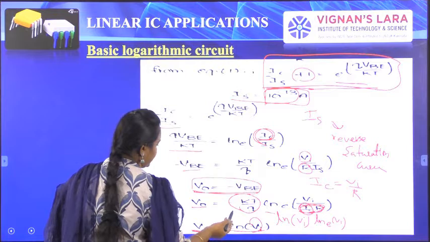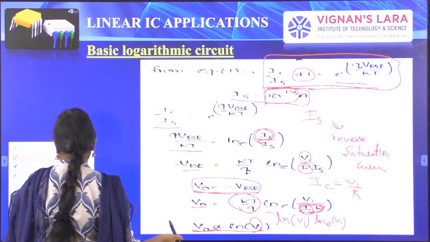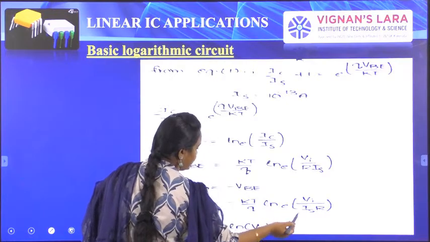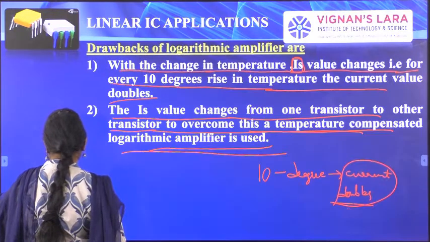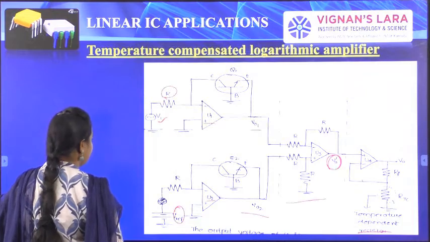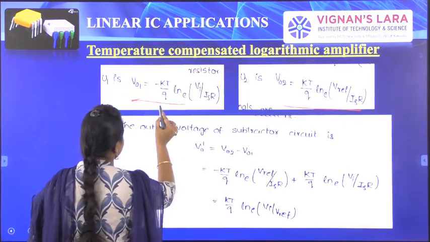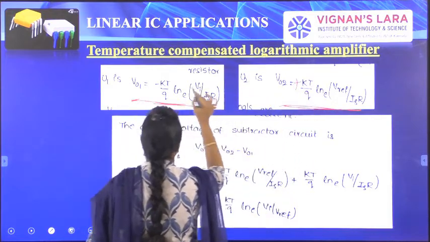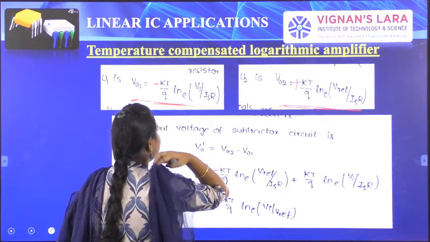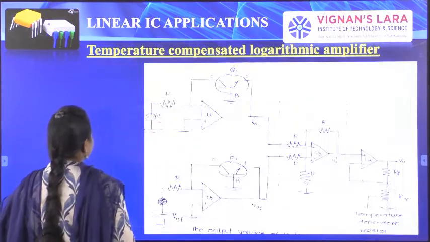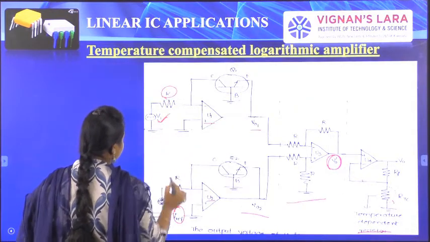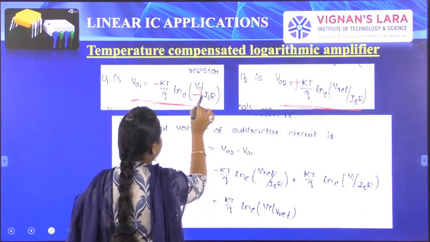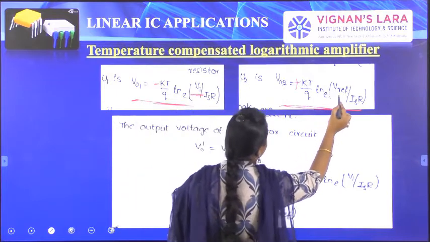From the logarithmic equation, finally V0 is equal to minus kT by q ln e of Vi by IS0. So from the basic logarithmic equation we have the basic logarithmic functions with the inverting or the non-inverting terminal. Here we put plus and here we put minus. Here the source is Vi and the source is V reference. So we simply substitute Vi in one place and V reference in the other.